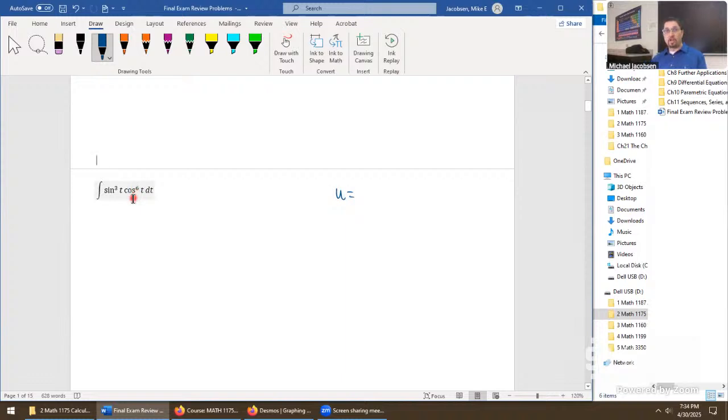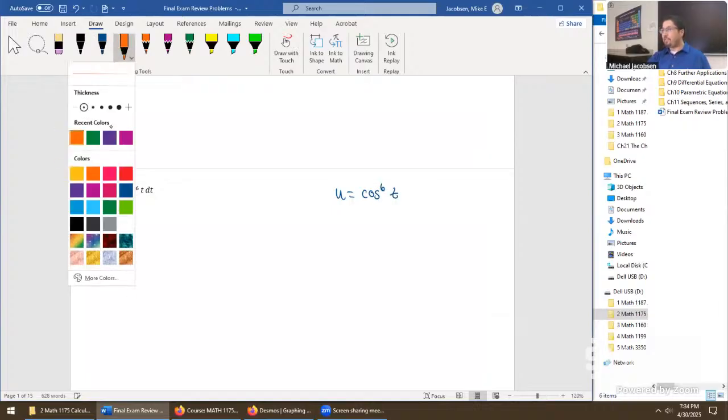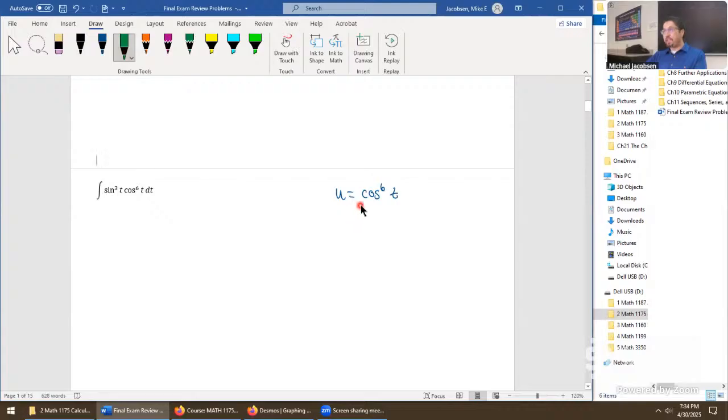But the problem becomes a lot more attackable if you let u be cosine power 6. So even if I forgot the optimal strategy for picking u, this is a good place to start because if that works, the complexity of the problem is going to go way down through this substitution. So now we'll just check if it does work.